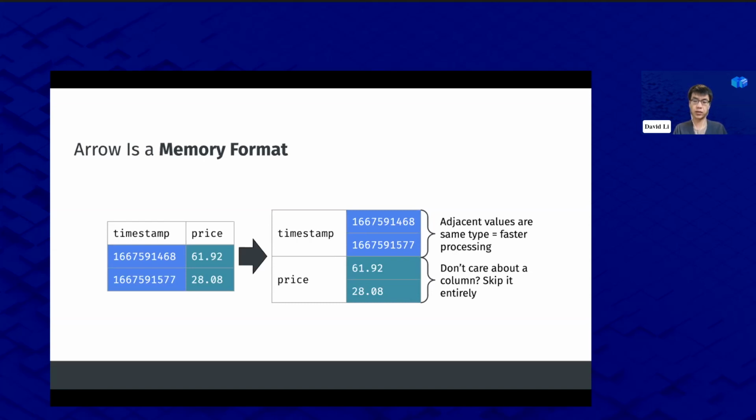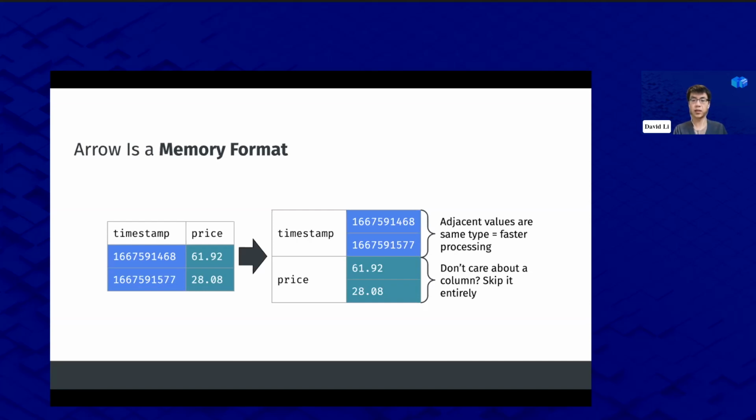Arrow is pretty flexible and supports lots of different data types. For example, integer and floating point types, different date and time types, strings, binary data, and so on. It also supports nested data, so you can represent more hierarchical schemas as well.